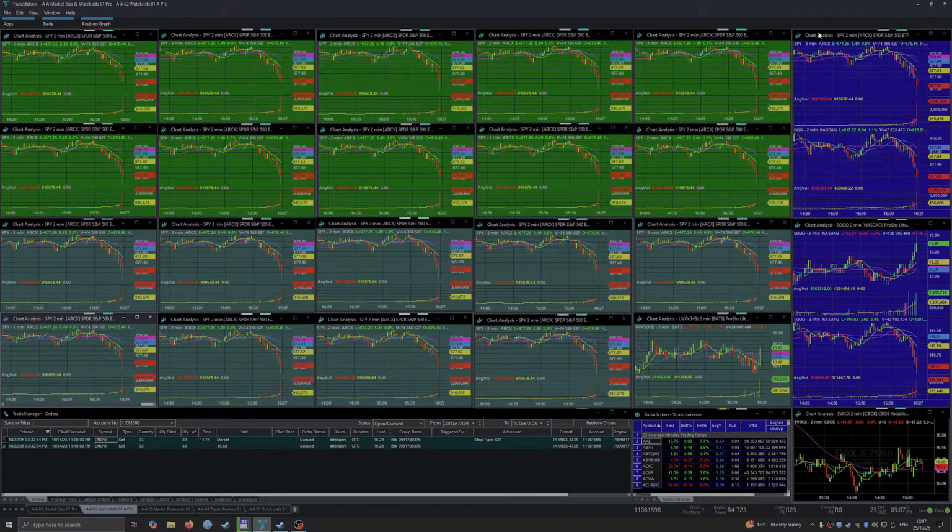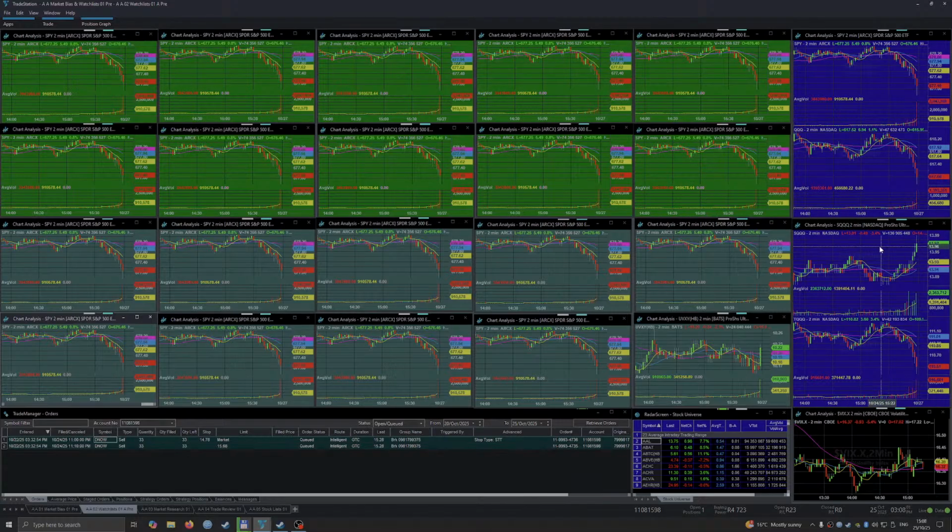Here, this graph is the SPY and the Qs again. These are all on the 2-minute time frame, and these generally stay on the 2-minute time frame. SPY and the Qs again on the 2 minutes, so I can keep watch on what the market's doing while looking at my stocks.